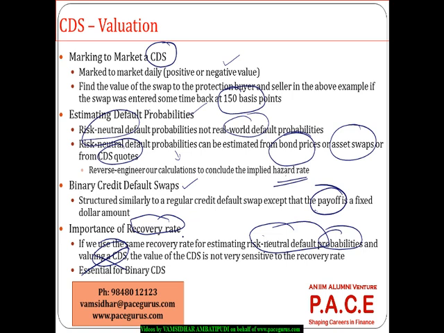Whereas in the case of valuation of the CDS, we really don't use the recovery rate. So that's the reason: what recovery rate we are using for the risk neutral probability of default will impact the valuation of a binary CDS heavily, but that will not have much of an impact on the valuation of a regular CDS, right?